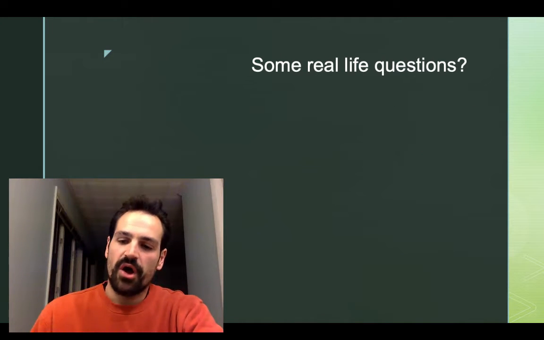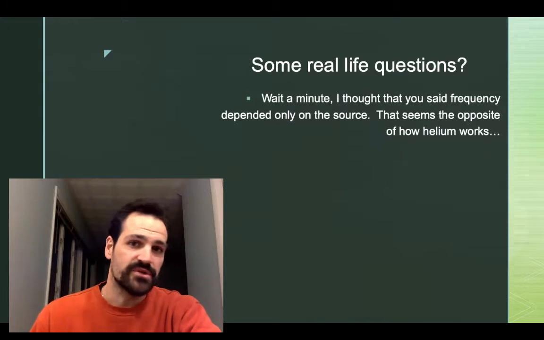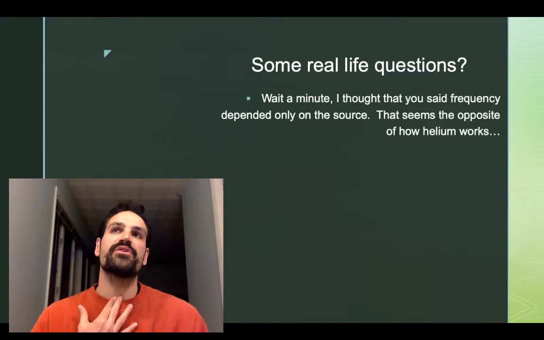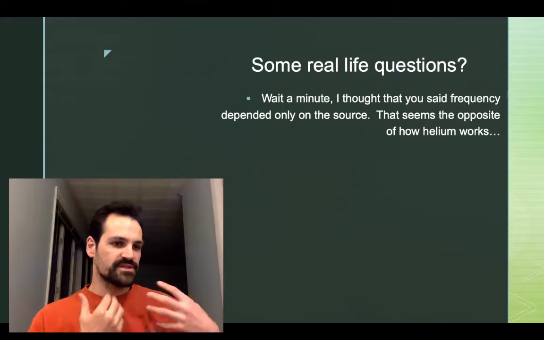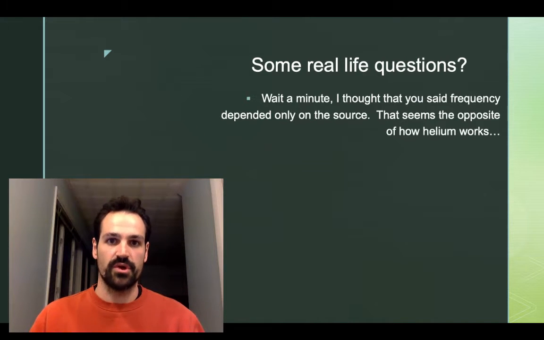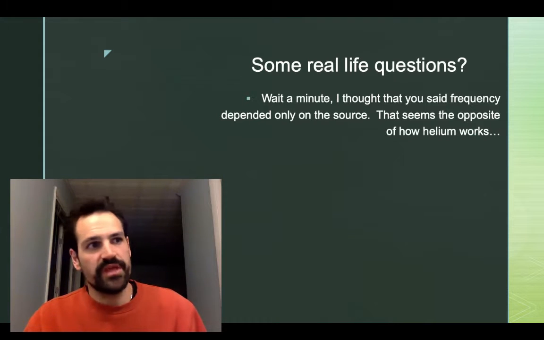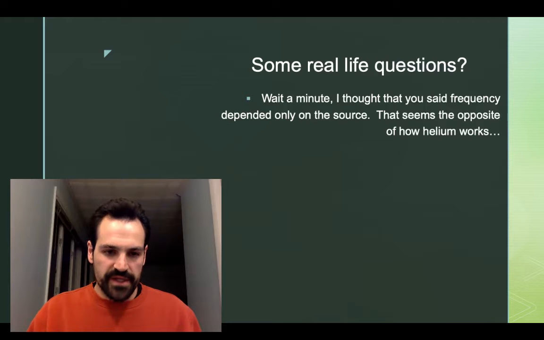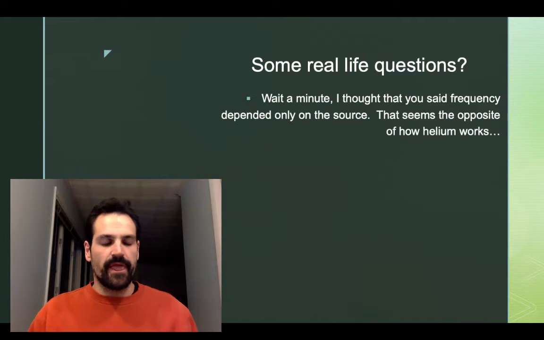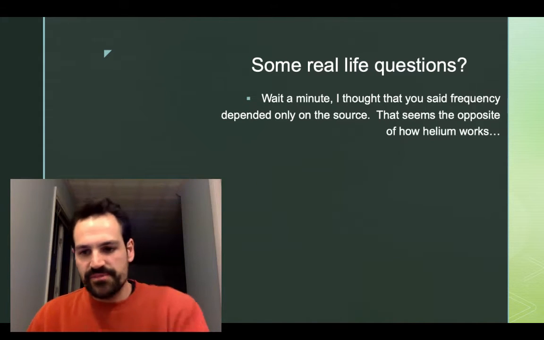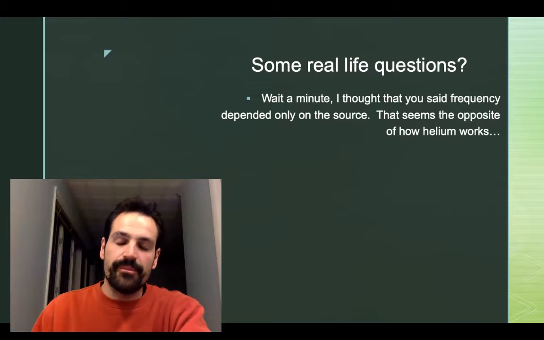So some real life questions that often come up in this unit. Helium, right? Wait a minute, I thought you said frequency only depends on the source, which I did say. The number of times my vocal cords are vibrating is the frequency. So I can vibrate my vocal cords very, very quickly, or a little bit more slowly. So it would seem that the frequency is being changed by the helium. But what's actually going on is that your vocal cords vibrate a little bit more quickly or more slowly, and that's because of the density, or the mass, of helium.